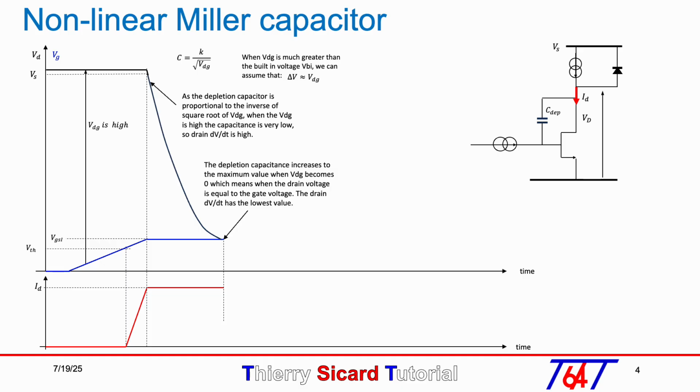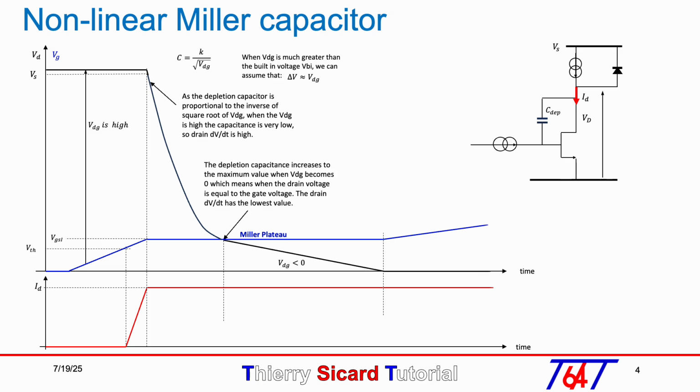Then, when the drain voltage is lower than the gate voltage, meaning VDG is negative, the drain dV over dt becomes constant. When the drain voltage reaches 0 volt, the Miller plateau ends and the gate voltage continues to increase. But since C-dep reaches its maximum value, the gate slope when Vd equals 0 is lower than the gate slope when Vg equals 0, as shown by the dotted line comparing the two gate slopes.